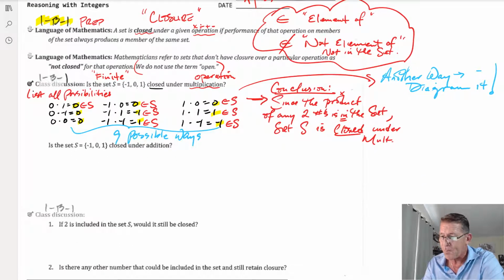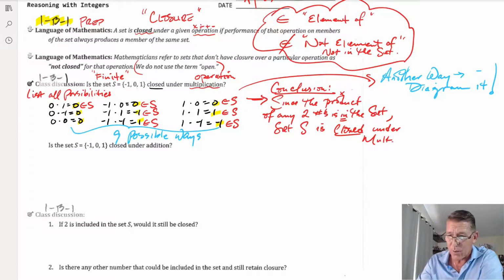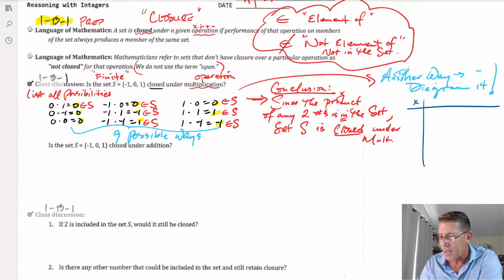And believe it or not, we do it the exact same way you were taught back in grade school. What we're going to do is make something kind of looking like your times tables, but we're not going to do a 12 by 12. We're going to put a times symbol here because we're multiplying. And instead of putting the numbers 1 through 12 like you did in grade school, we're going to put the elements of the set: -1, 0, and 1, -1, 0, and 1.